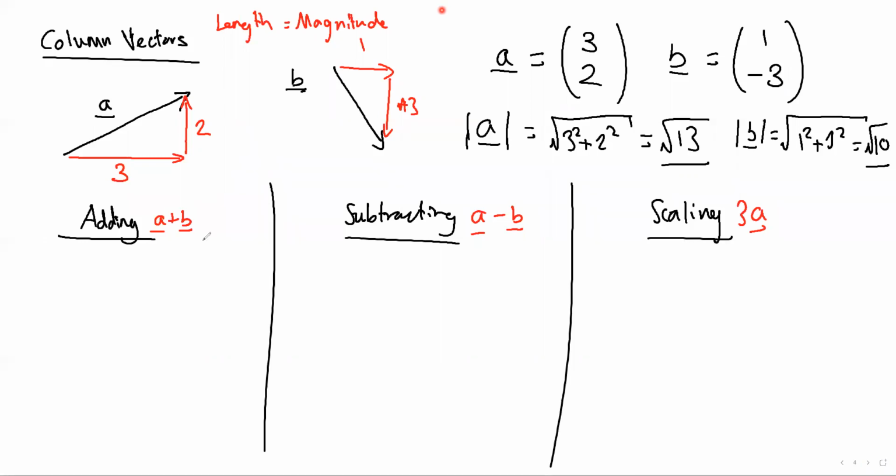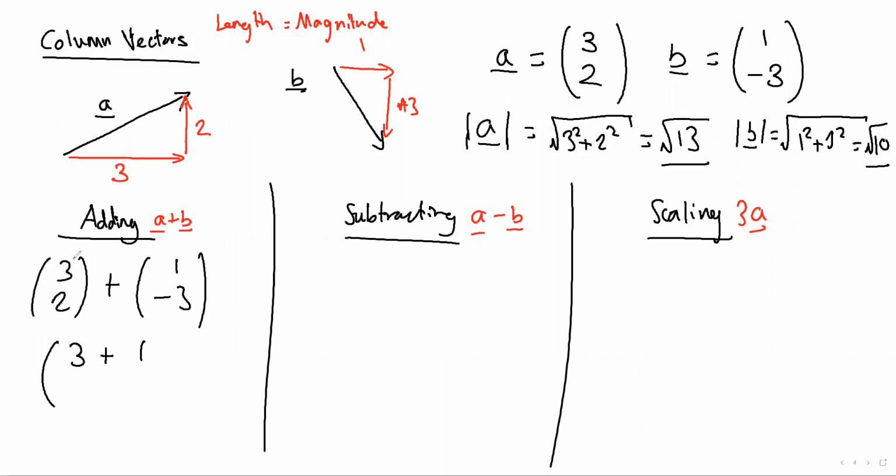So how do we actually perform operations on these column vectors though? If we wanted to add A plus B, we'd have this column vector plus this column vector. Well, all you actually do is you add the top term in each together and the bottom term in each together. So this will be 3 plus 1, which is 4. And this will be 2 minus 3, because plus and minus makes a minus, which will be -1. And that will be your column vector.